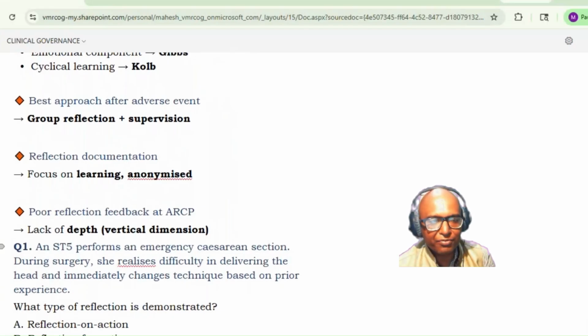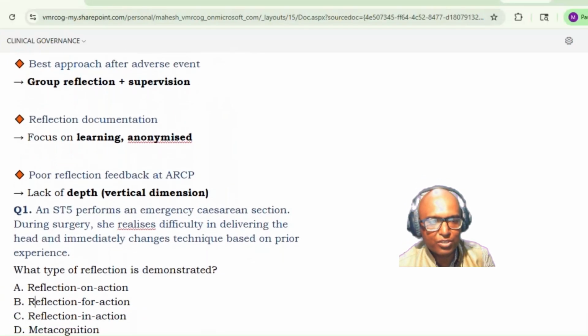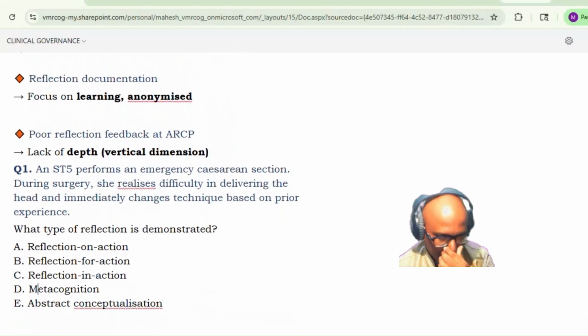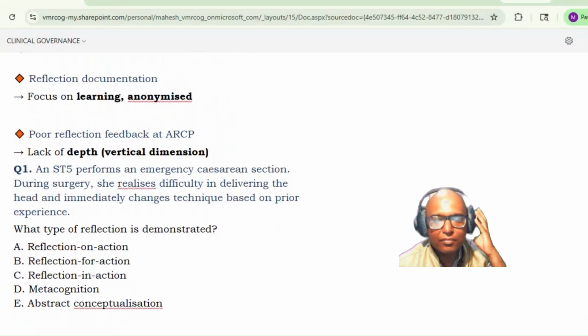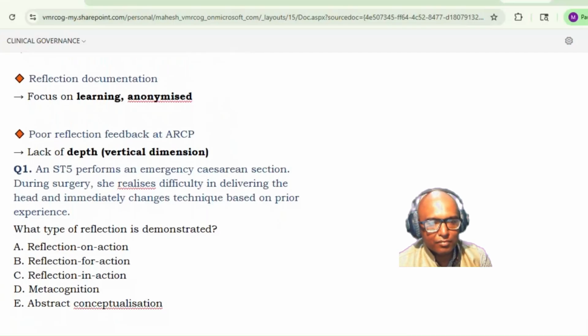So we have a few questions, doctor. Can you please go through these questions? Yes, sir. An ST5 performs an emergency C-section. During surgery, she realizes difficulty in delivering the head and immediately changes the technique based on prior experience. What type of reflection is demonstrated? A, reflection on action; B, reflection for action; C, reflection in action; D, metacognition; E, abstract conceptualization. That is reflection in action.